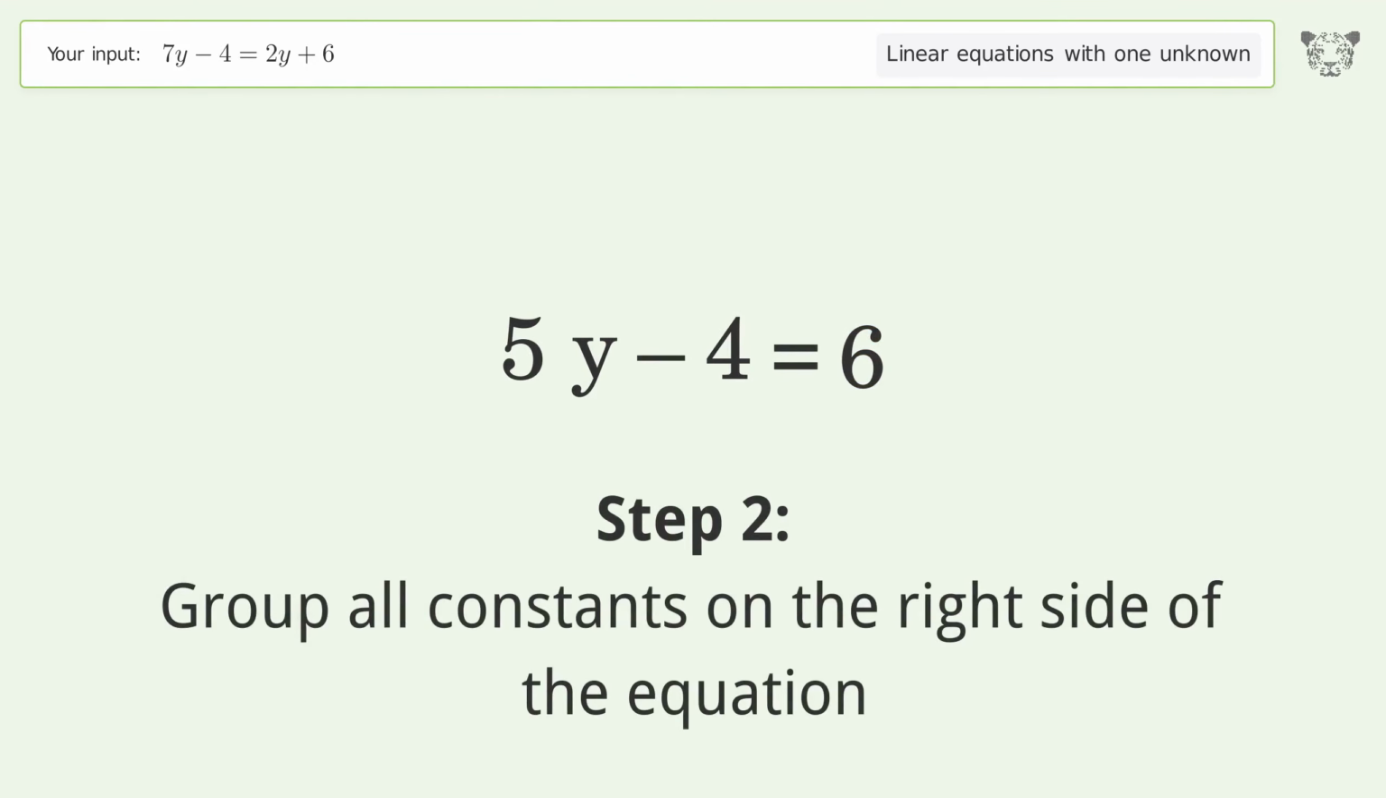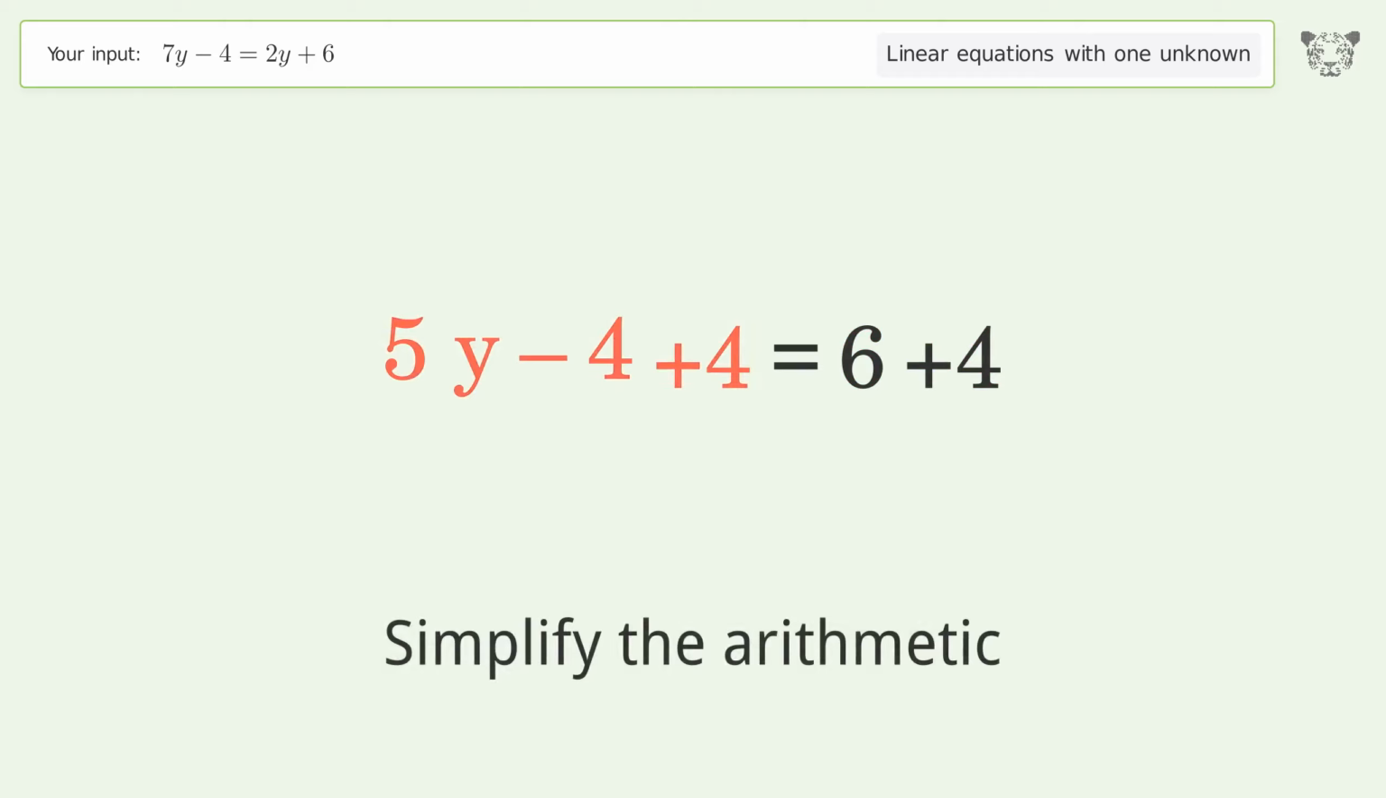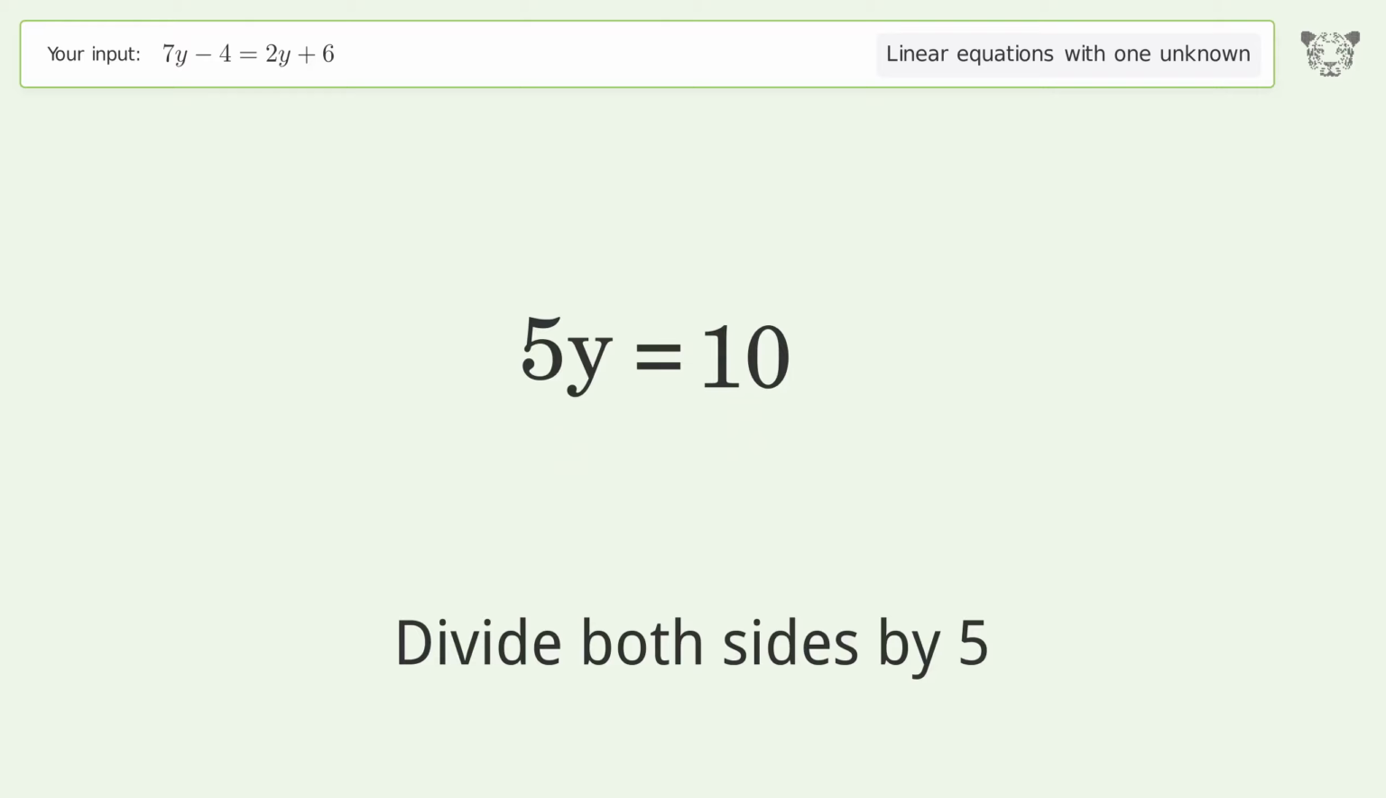Group all constants on the right side of the equation. Add 4 to both sides. Simplify the arithmetic. Isolate the a. Divide both sides by 5.